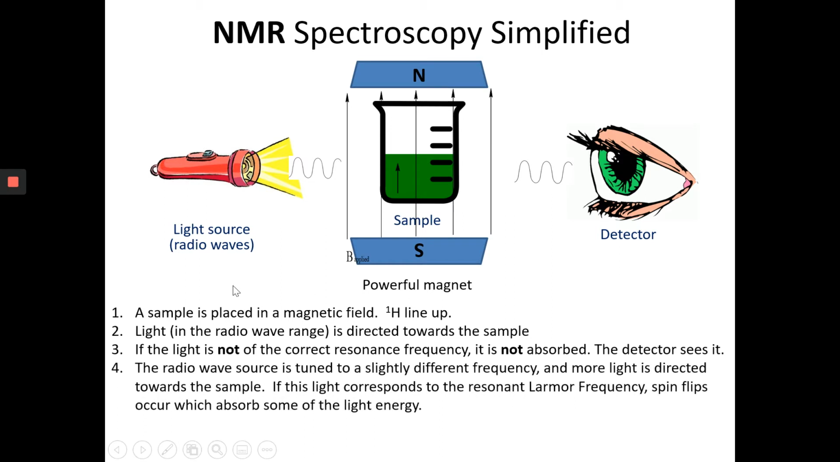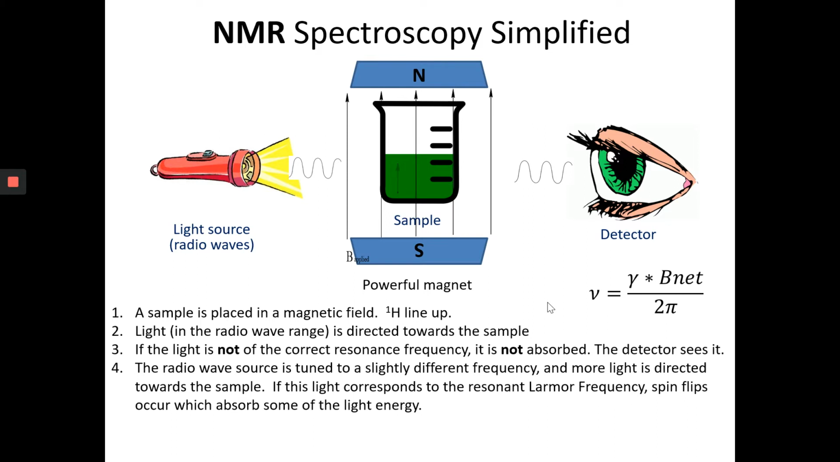Then if you tune this light source, adjust it so that it sends out a slightly different frequency in the radio range, eventually, if you tune it enough, you'll see some resonance. Remember, the resonance frequency is directly proportional to gamma times B net over 2 pi. These are just constants. So the frequency is proportional to the strength of the magnetic field, the net magnetic field that hydrogen's feeling. Once we hit resonance, look at that, the arrow flips up and down.